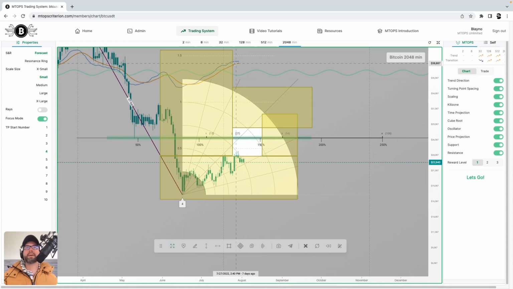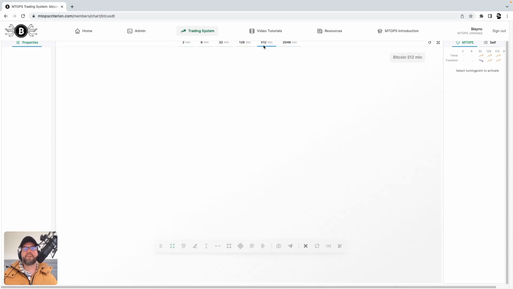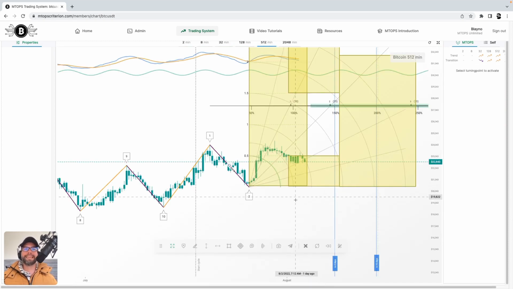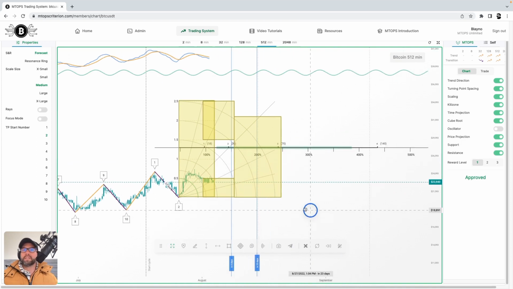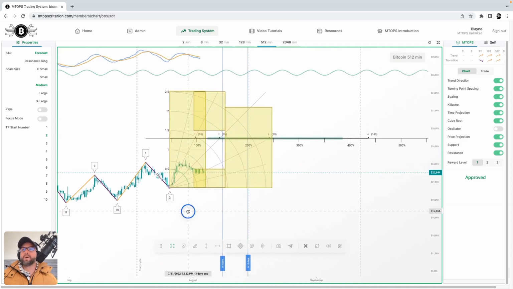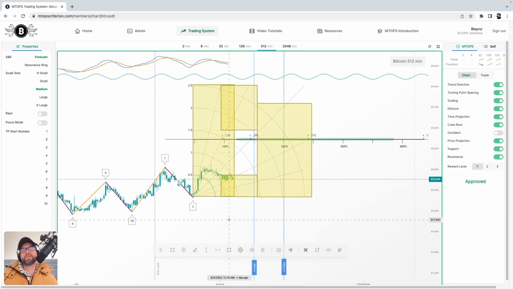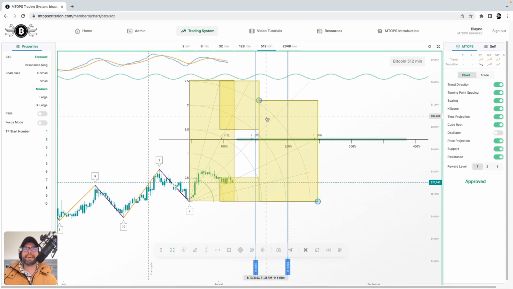The reason I allude to that is because the oscillator hasn't switched on the 2048. So let's go down to the 512 to provide us with more detail. This is the forecast we've had up for a while. If you're unsure of what you're looking at, these yellow boxes are the area of non-probability, and the white area is an area of higher probability.